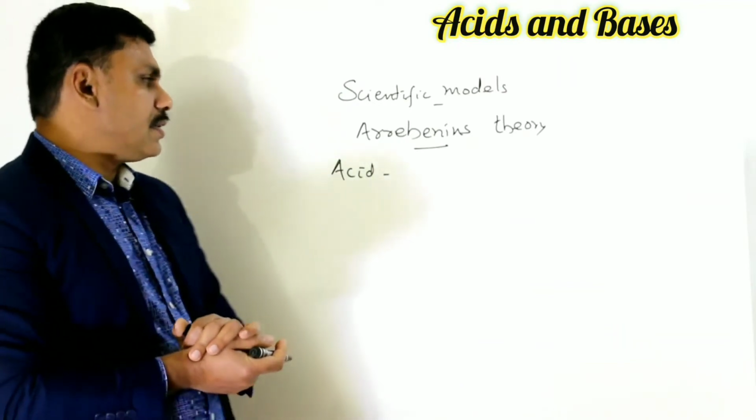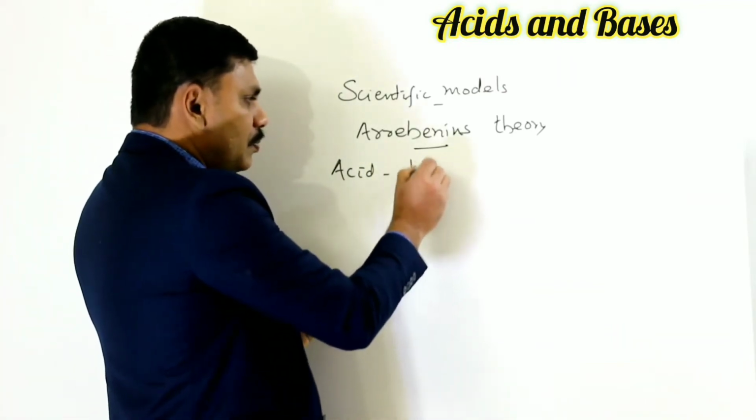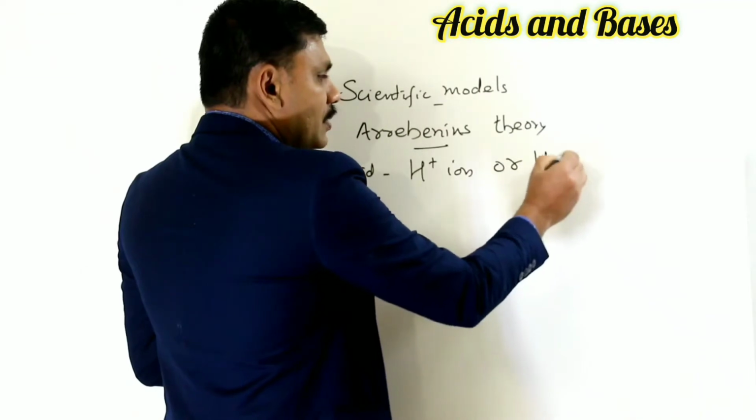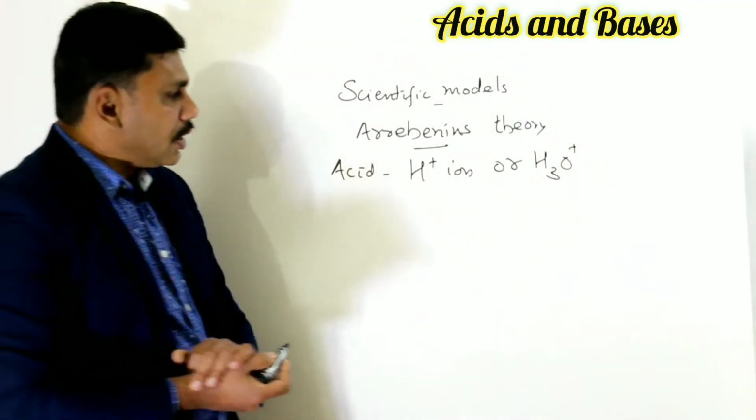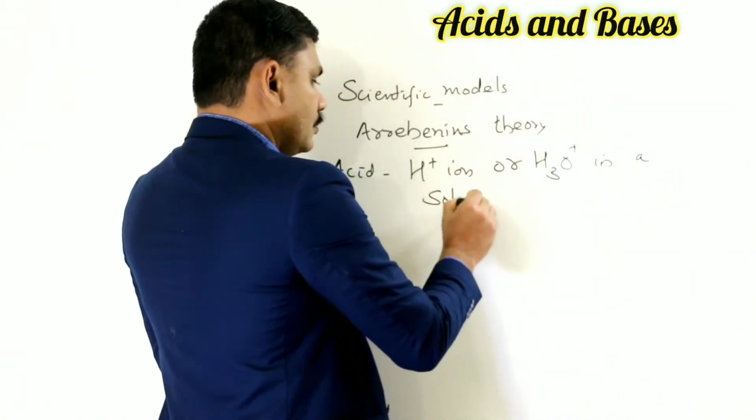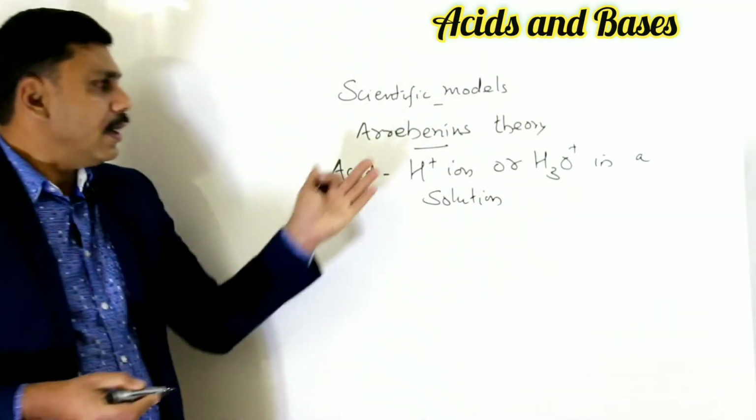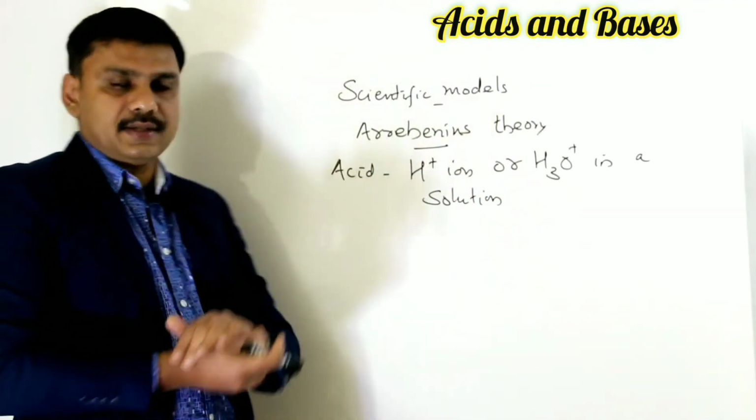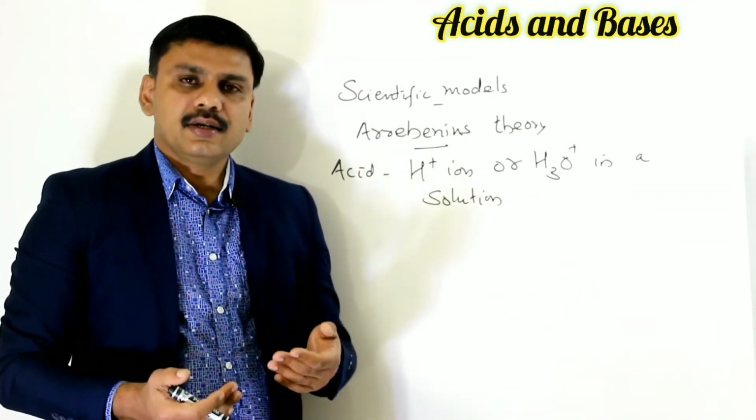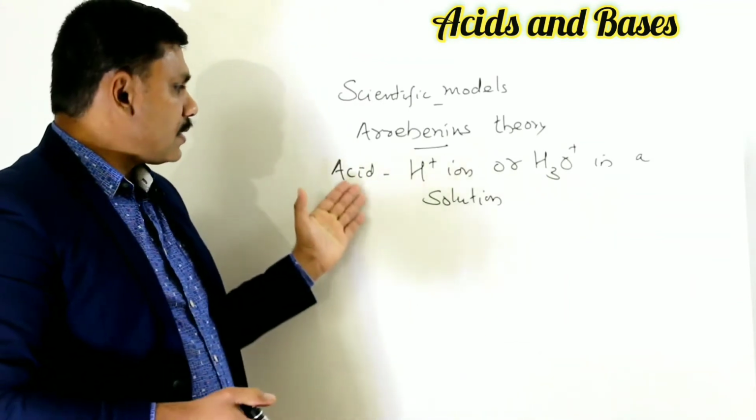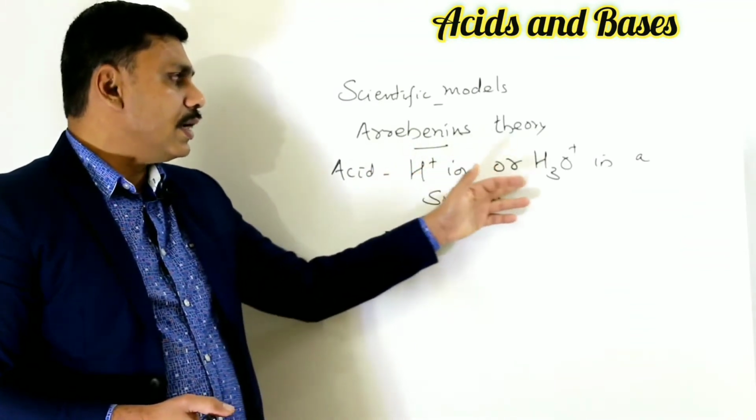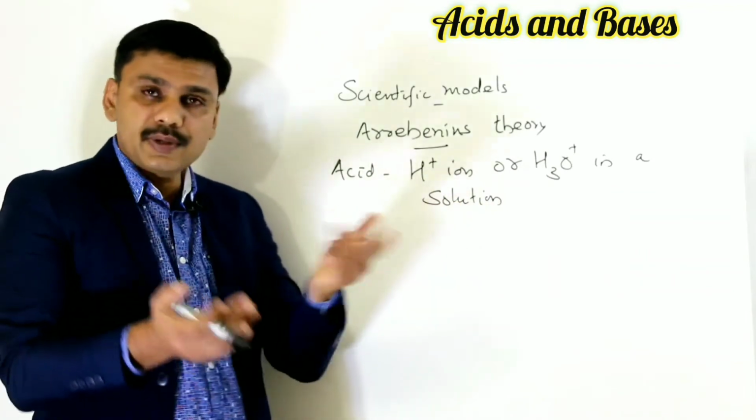An acid is a substance that can produce H plus ion or H3O plus ion in an aqueous solution. In some question papers, you can see: define acid on the basis of Arrhenius theory. So an acid is a substance which produces H plus ions or H3O plus ions in an aqueous solution.